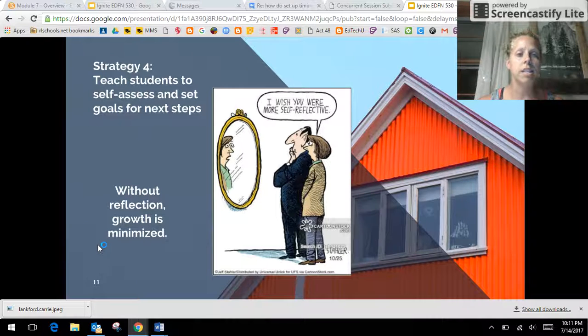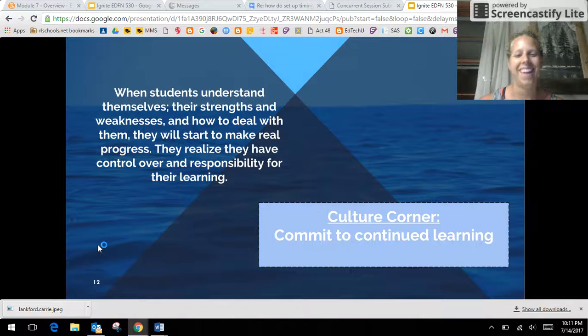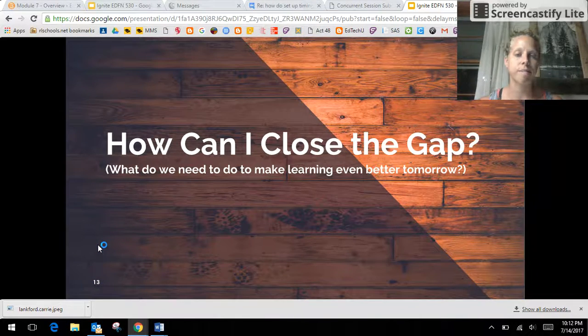Strategy 4 is teach students to self-assess and set goals for the next step. Without reflection, growth is minimized. And I love that cartoon there about your self-reflection. So when students understand themselves, their strengths and weaknesses, and how to deal with them, they will start to make real progress. They realize they have control and responsibility for their learning. So in the culture corner, commit to continued learning. That's something that you want your kids to understand in your classroom.